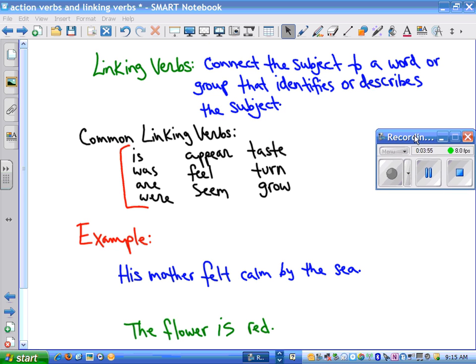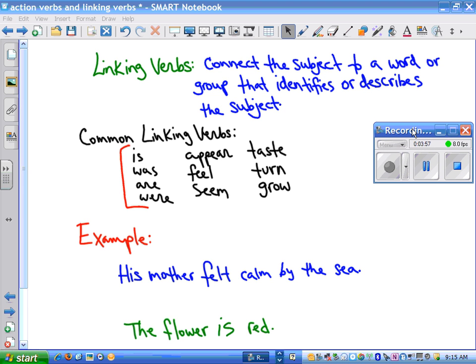Next, we're going to discuss linking verbs. And the purpose of the linking verb is to link things together. So the action verb, of course, is showing some action, either physical or mental. The linking verb is quite different. It's showing the relationship of words in a sentence by connecting them. Right? So they connect the subject to a word or group that identifies or describes the subject.